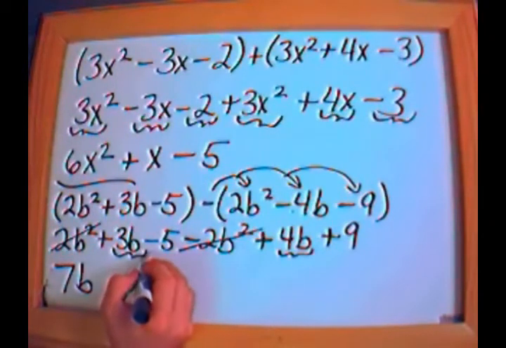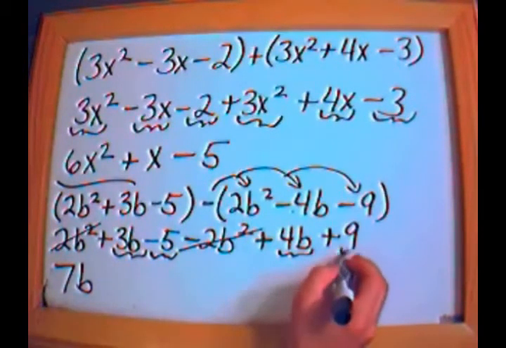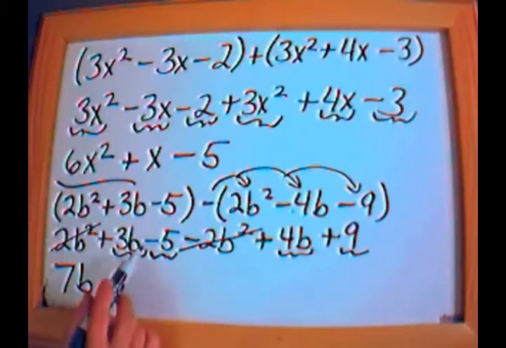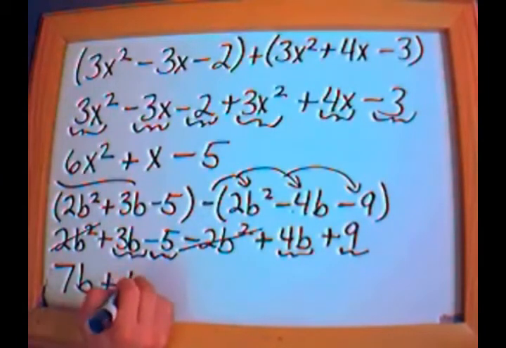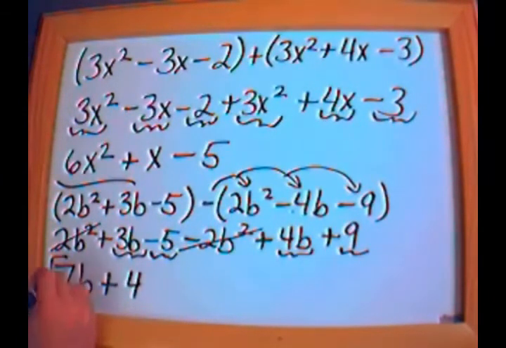And then finally, the only thing left here is this negative 5, which is a like term with the 9. Okay, so negative 5 plus 9 is the same thing as 9 minus 5, which is simply positive 4. And so this would be the answer, 7b plus 4.